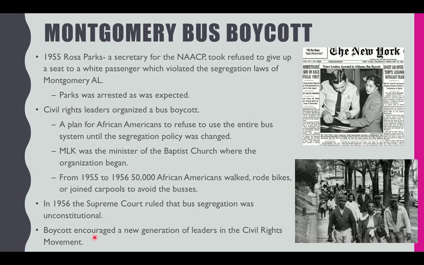This boycott and the success of this boycott is going to encourage a new generation of civil rights leaders, because it's not that there was no violence, but this protest was peaceful. They got what they needed. They did it in a way that was respectable. And now we say, okay, if this is the way we attack the movement, then maybe we'll get the results that we need.